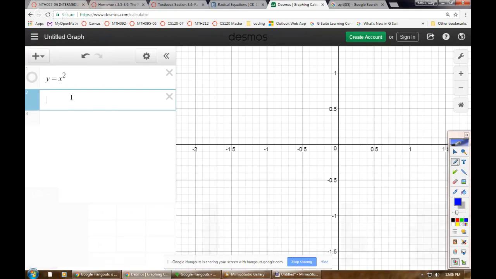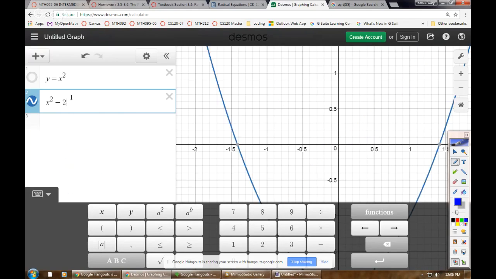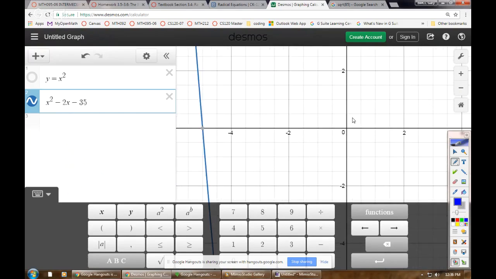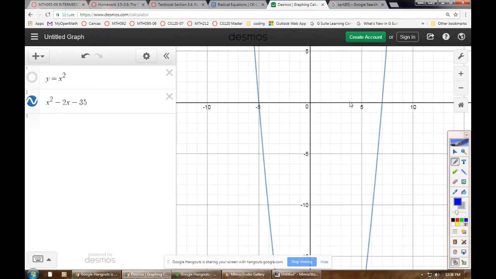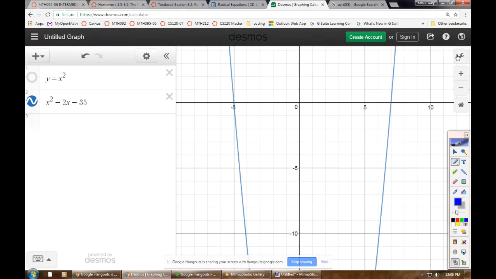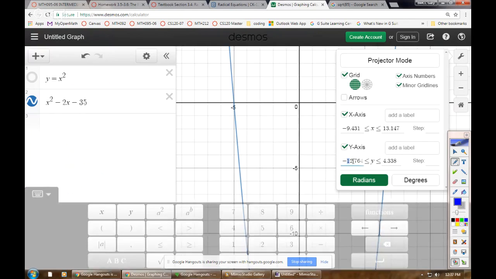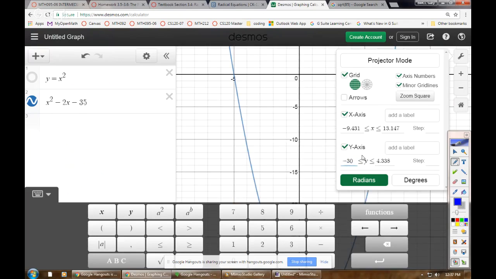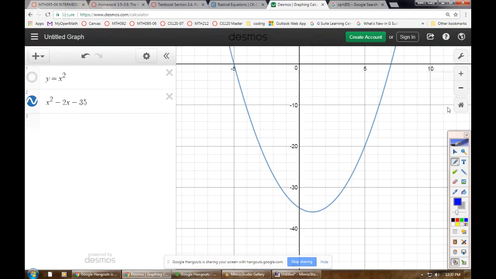Let's graph another one. Earlier I had typed x squared minus 2x minus 35. And somewhere here lives that sucker. Oh, there it is. It's way out there. Okay, let's zoom out some more. Actually, let's change the scale. We need to go down lower. Let's take y down to, I don't know, negative 30. Oh, negative 50. Should be far enough. All right, so this is that parabola.